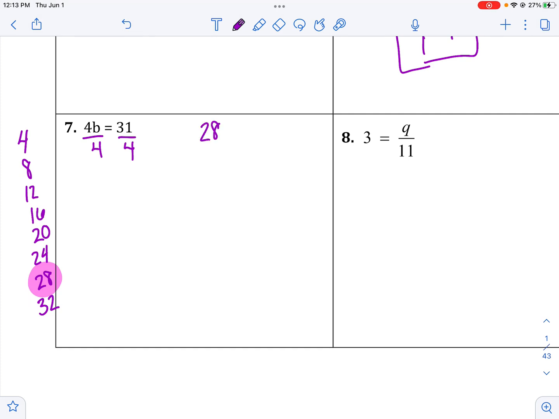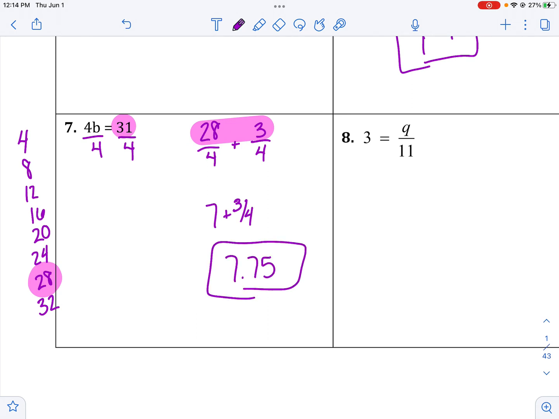Let me break this up. 28 divided by 4 plus 3 divided by 4. 28 plus 3 would get me back to 31. And I can do a little bit of mental math here. 28 divided by 4 is 7. And I can add my 3/4, or 7.75. If you have 3/4 in your pocket, you've got 75 cents, or 0.75.